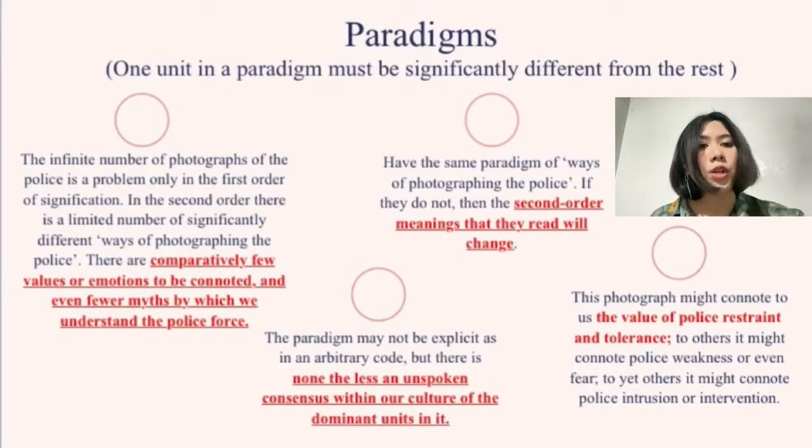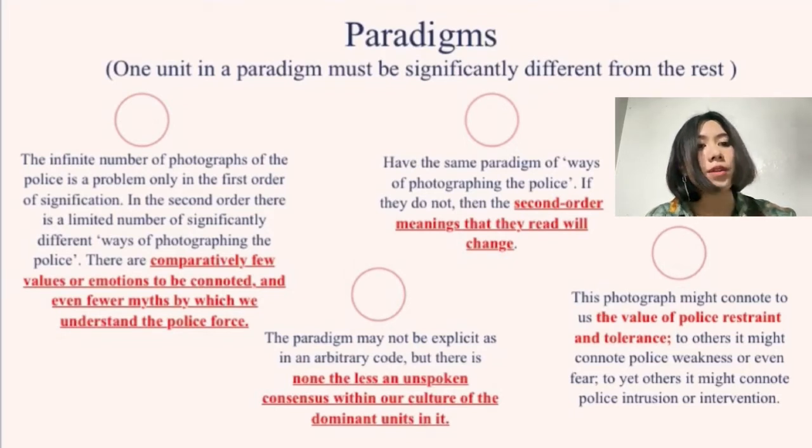Paradigm. One unit in the paradigm must be significantly different from the rest. The first one, the infinite number of photographs of the police is a problem only in the first order of signification. In the second order, there is a limited number of significantly different ways of photographing the police. There are comparatively few values or emotions to be connected and even fewer means by which we understand the police force. The second one, the paradigm might not be explicit as in an arbitrary code, but there is nonetheless an unspoken consensus within our culture of the dominant units in it.